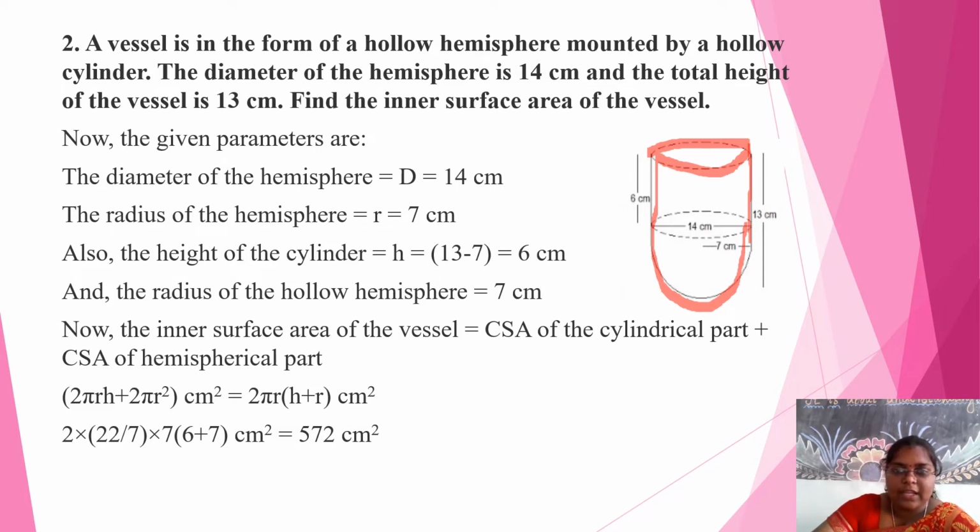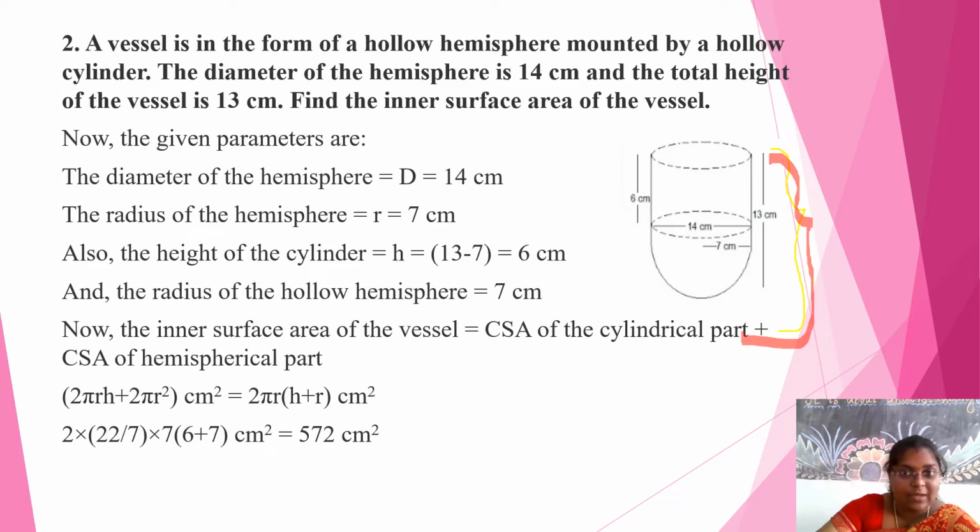See, I'll explain it here. This is our figure, right? In this figure, the radius of the hemisphere is 7 centimeter, right? The radius of the hemisphere will be 7 centimeter, and we have to find the height of the cylinder. The overall height is 13 centimeter. Overall, the full figure, the height of the full figure is 13 centimeter.